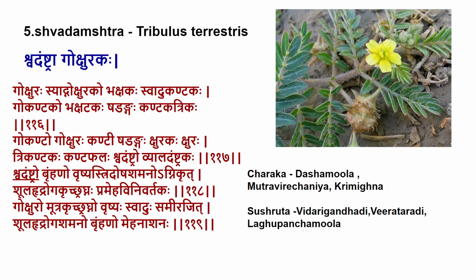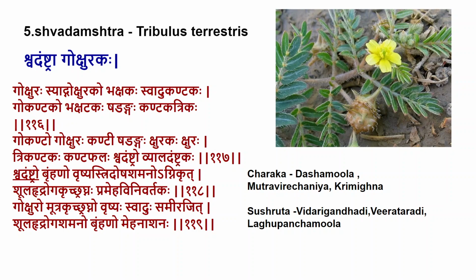Now, the guna of Gokshara is Shadamsraha, Brahmanaha, it's Brahmana guna, Vrishyaha, Tridosha Shamanaha, Agni Krita. It facilitates the Agni and it's a Vrishya and Brahmana. Shula Hridroga Kritsagnaha, Prameha Vidivartakaha, Goksharo Mutrakritsagnaha, Vrishyaha, Swaduhu, Samirajita, Shula Hridroga Shamanaha, Brahmanaha, Mehanashanaha. Primarily it's used in the Mutrakritsha Vyadhi, and it's also facilitated in the Shula Hridroga conditions and Prameha also. Many of the Gokshara containing yogas are used in the same disorders.